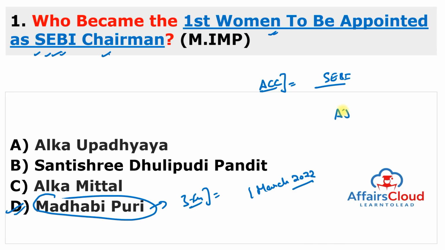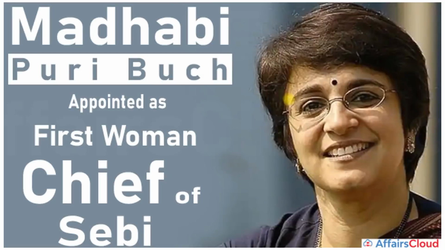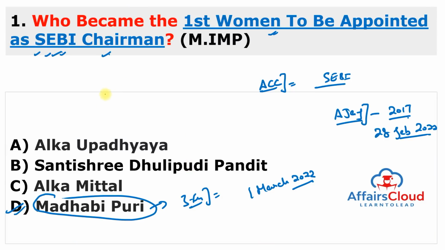Earlier this position was with Ajay Tyagi, and Ajay Tyagi completed his 5-year term, which started in the year 2017 and ended on the 28th of February 2022. So this is very important. You can also see here the picture of Madhabi Puri, who is appointed as the first woman chief of the SEBI. And you can also remember the other appointments.